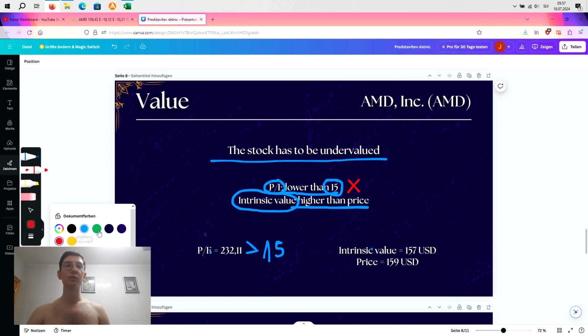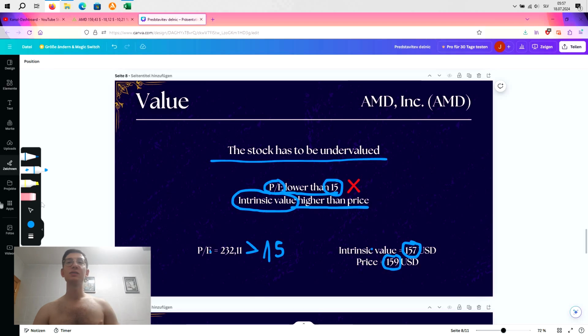Now intrinsic value is another tool that we use to measure valuation, and it might sound a bit complicated, but it's actually very simple. Intrinsic value tells you what the stock price should be at this exact moment. So let me use that example. Based on some calculations, the fair stock price at this exact moment should be $157. But AMD is actually priced at $159, which is $2 above what it should have been.